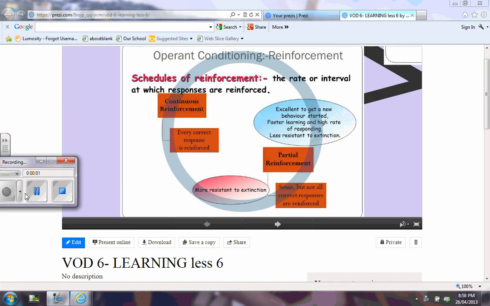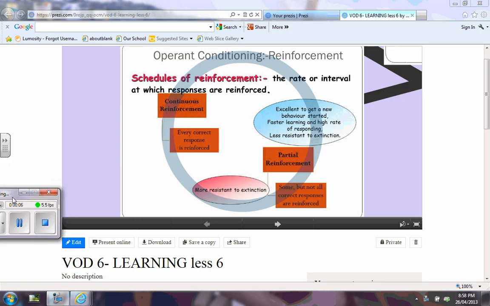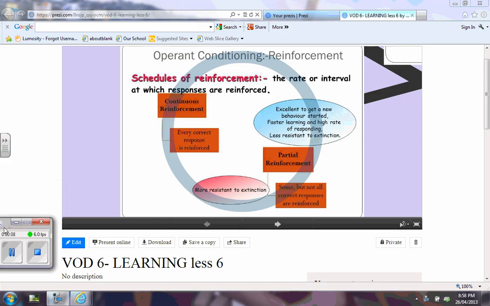This is the sixth video of the series Learning, and we are going to discuss reinforcement and schedules of reinforcement in detail, and shaping. I just remind you, in video 4, we discussed the initial ideas about reinforcement, and we said that shaping will be discussed later.